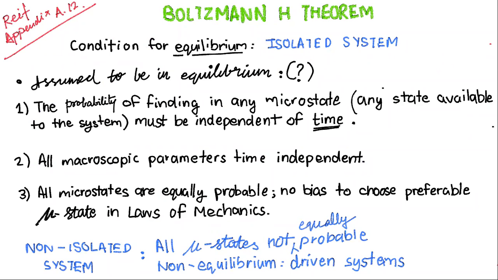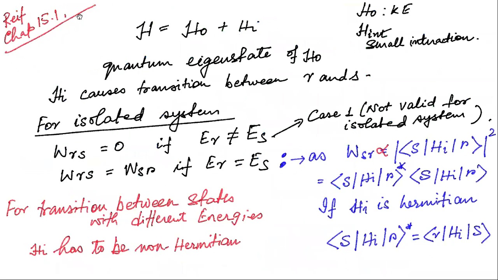Going into further detail, this Boltzmann H theorem is in Reif Appendix A.12, and later you shall see that topics of the master equation are in Reif chapter 15.1. For an isolated system, the master equation and the principle of detailed balance are in chapters 15.1 and 15.2, right?